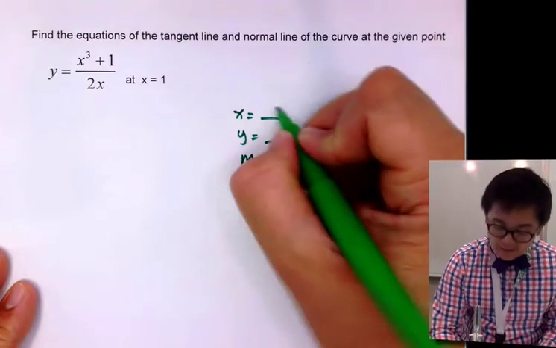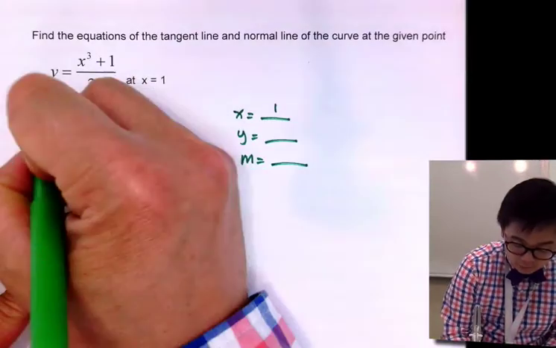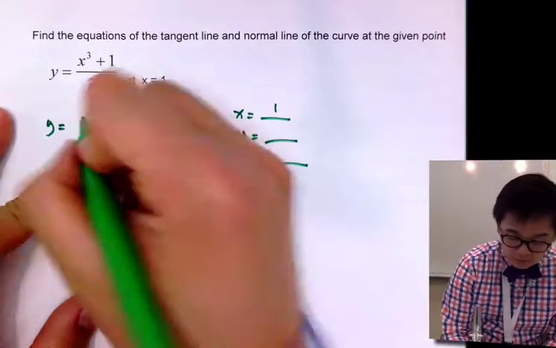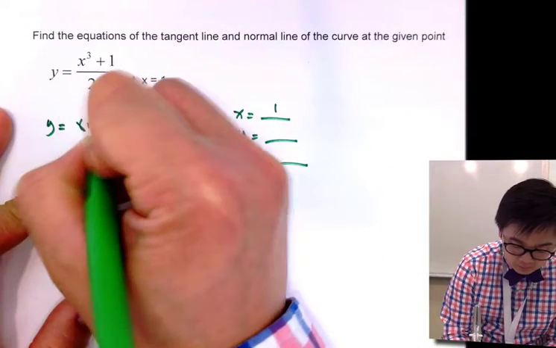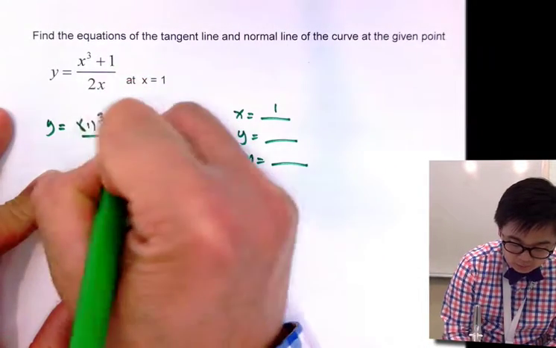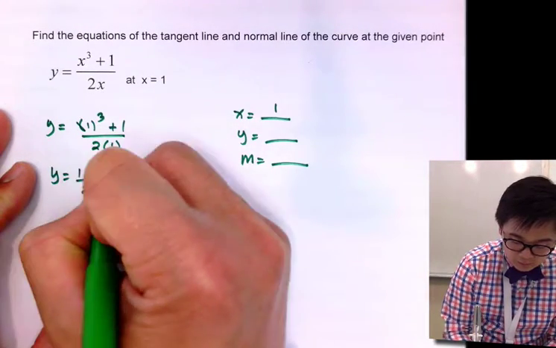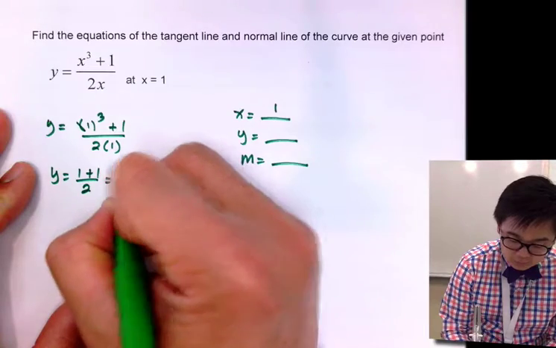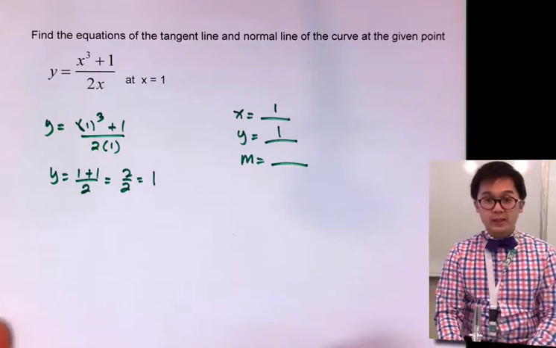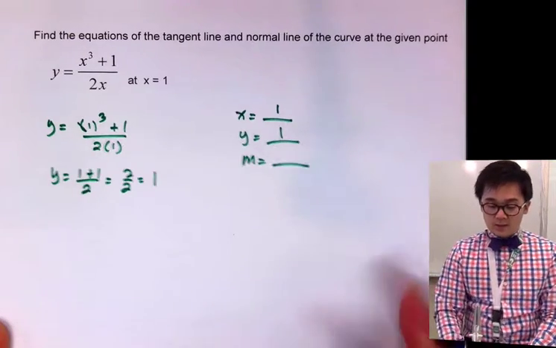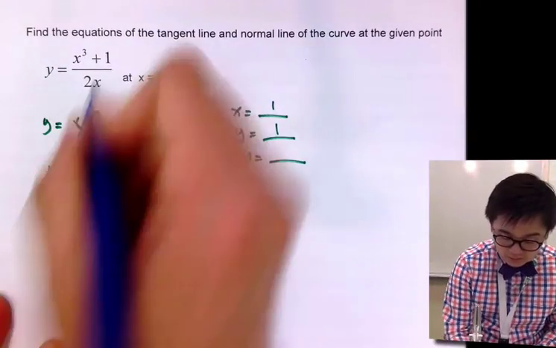Now, x is given, y is not given, so to find y, all we need to do is to substitute the value of 1 to our equation. So we have 1 cubed plus 1 all over 2 times 1. So we'll have 1 plus 1 all over 2, which gives us 2 over 2, which is 1. So we have x and y already. Now we just need to find the slope.